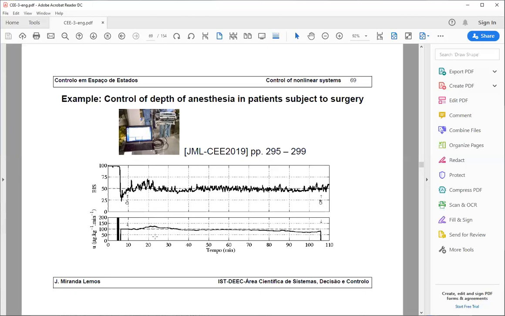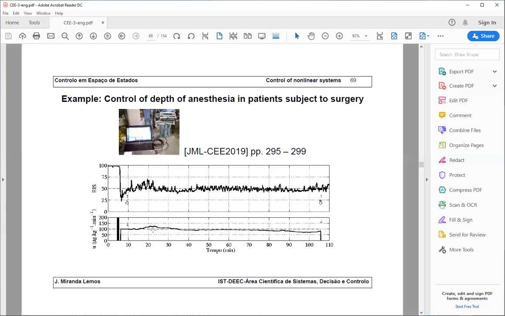Now you can see some dashed lines here, both in the output signal B and in the manipulated variable signal. These dashed lines correspond to the equilibrium values. So we are using a y bar equal to 50 and u bar equal to 100 micrograms per kilogram of patient per minute. That's the flow, units of flow.